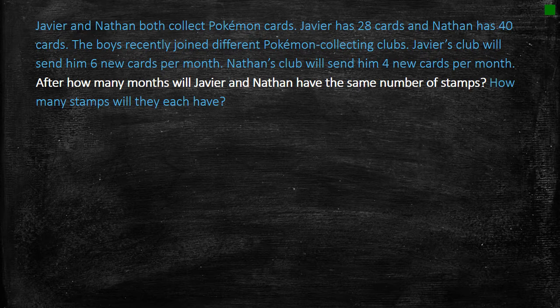Now, for the purpose of this assignment while I'm gone, I only want you to answer the question in white. After how many months will Javier and Nathan have the same number of stamps? We always want to define our variable first. What are we solving for? Well, we're solving for the number of months. So I know that I'm going to use M to represent the number of months.